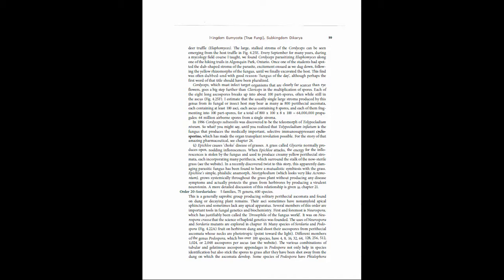Fig 4.22a, fruit on herbivore dung and shoot their ascospores from perithecial ascomata whose necks are phototropic, pointing toward the light. Different members of the genus Podospora, which has over 100 species, have 4, 8, 16, 32, 64, 128, 256, 512, 1024, or 2048 ascospores per ascus, see the website. The various combinations of tubular and gelatinous ascospore appendages in Podospora not only help in species identification but also stick the spores to grass after they have been shot away from the dung on which the ascomata develop. Some species of Podospora have Phialophora anamorphs.